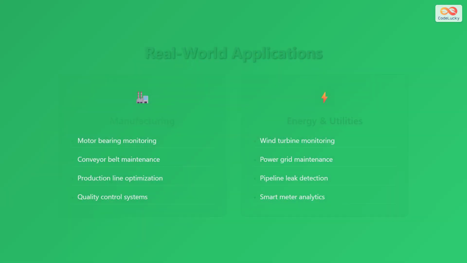Real-world applications. Let us look at some of the applications for manufacturing, such as motor bearing monitoring, conveyor belt maintenance, production line optimization, and quality control systems. Also, let us look at applications for energy and utilities, such as wind turbine monitoring, power grid maintenance, pipeline leak detection, and smart meter analytics.